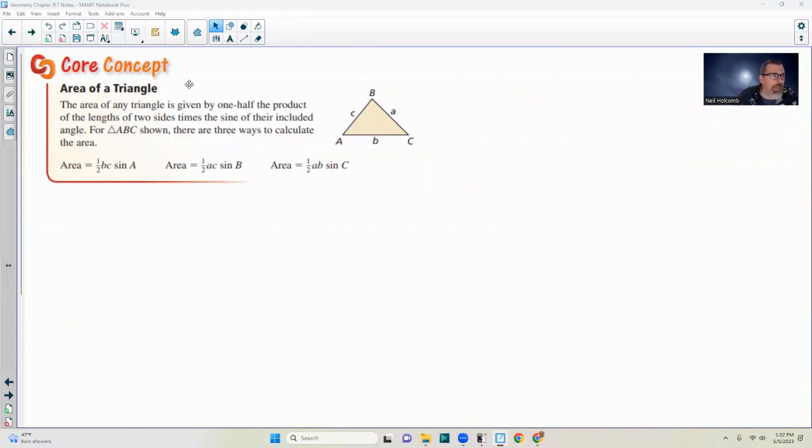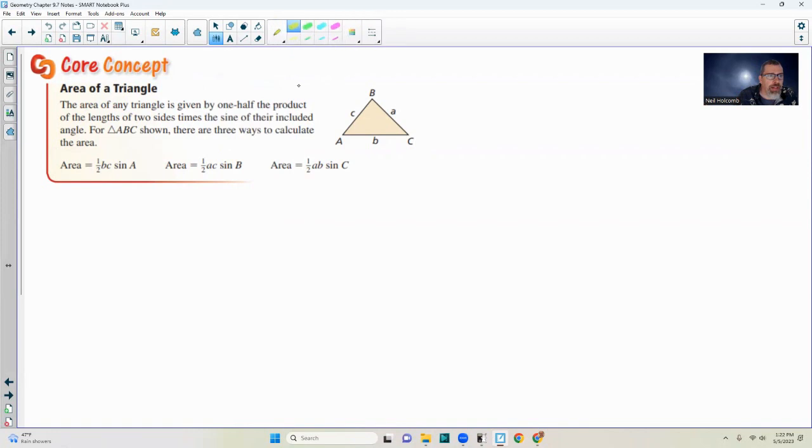Okay, core concept: area of a triangle. Now we're familiar with area being 1/2 base times height, but here they're saying that the area of any triangle is given by 1/2 the product of the lengths of 2 sides times the sine of their included angle. Let me explain that.